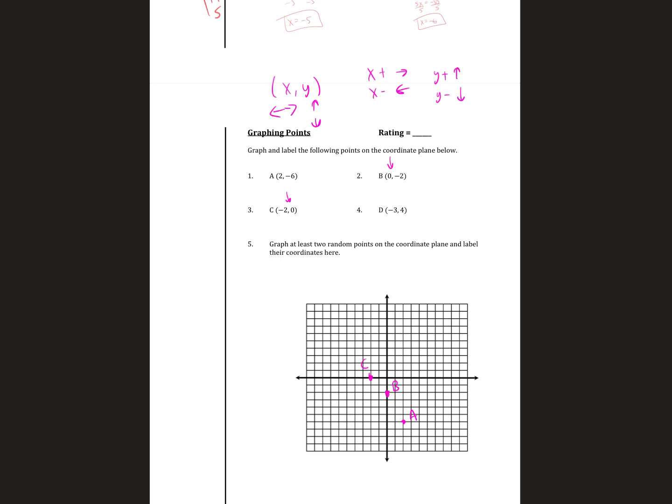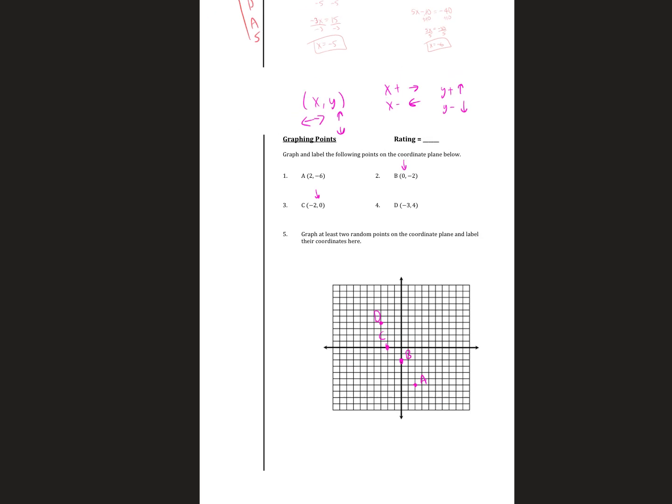How about D? We have negative 3, 4. So D is left 3. So we go left 3, we go up 4. 1, 2, 3, 4. And there's D. All right, and there's our graph.